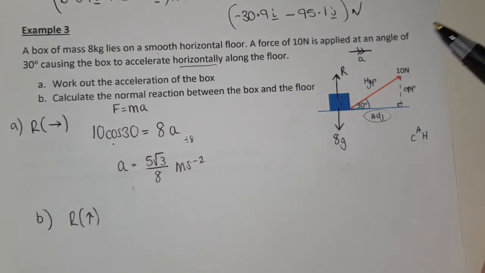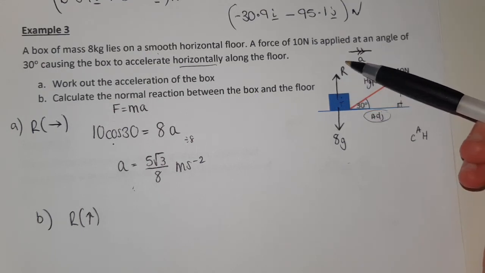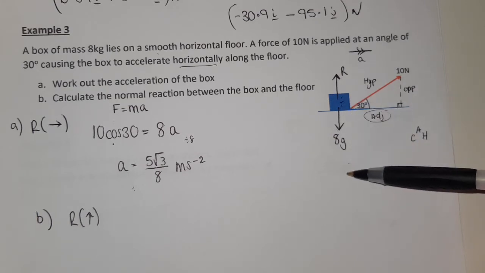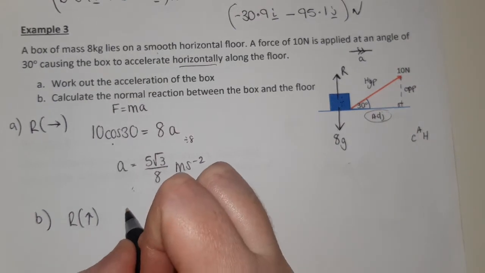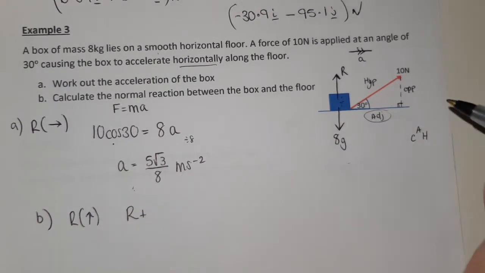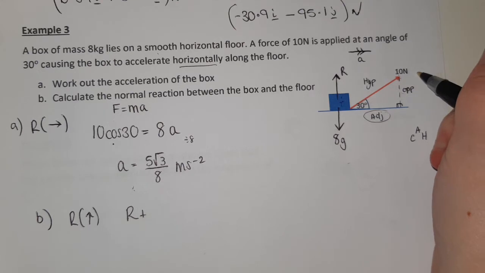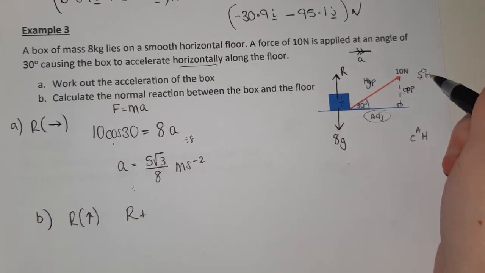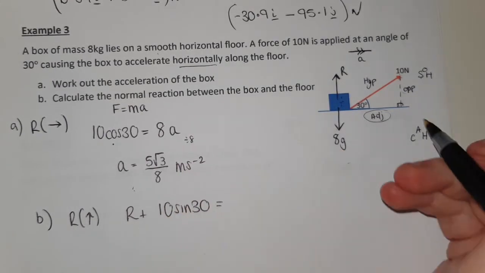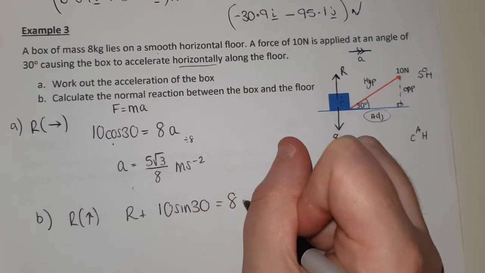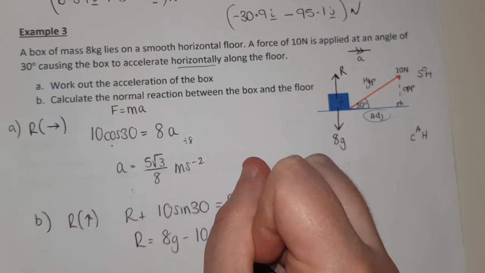So what you can do instead is just think about it logically. If the object's not moving up or down, the forces that are trying to lift it up have to be equal to the forces that are trying to pull it down, so that it's not moving in either direction. So for forces upwards, I've got R acting perfectly upwards, and then I need the vertical component of my 10 newton force. So that's on the opposite side. So this is the sine one. So I'm doing sine of the angle times the hypotenuse. So I get 10 sine 30. And that has to be equal to all the forces that are acting downwards, which is just 8g. So I get R = 8g minus 10 sine 30.